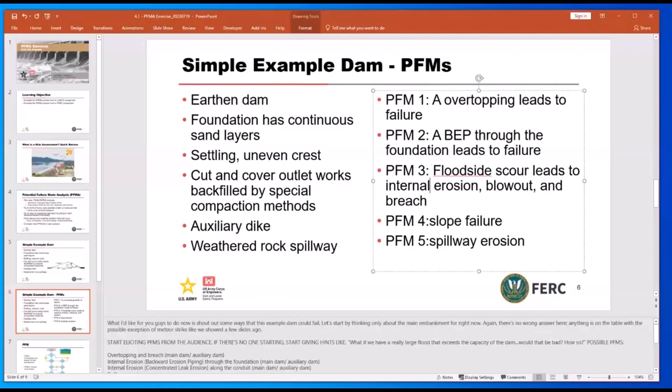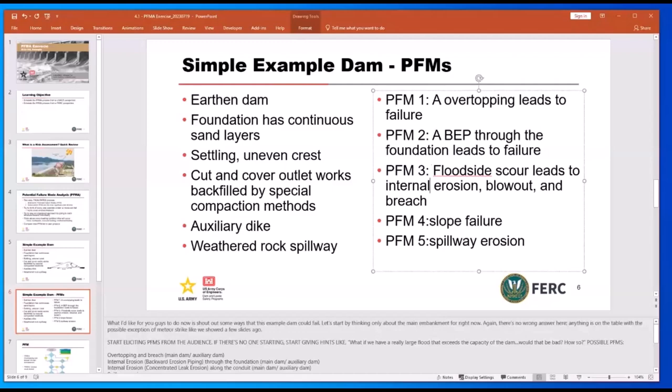Something else to consider is, okay, scour could happen, but we have another event that needs to happen as well. It has to scour enough to actually start to cause internal erosion all the way through the embankment and then overcharge the downstream slope and blow that out. So there's a series of things that needs to happen for this to occur. That's a good reason to say the likelihood of this is probably pretty low, at least when we compare it to something like BEP through the foundation.